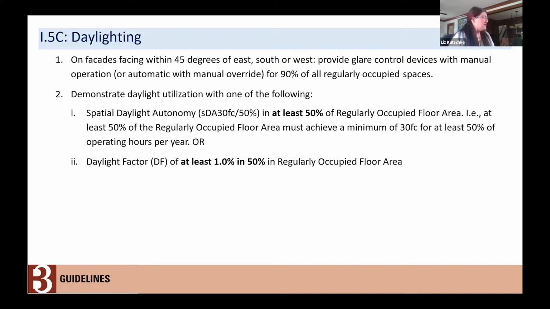So in the daylight utilization for our spaces, we are tweaking the definition of our spatial daylight autonomy guideline and requirement, and then we are reducing the requirement for daylight factor. So for spatial daylight autonomy, which for our purposes, and for most green building standards, is defined as the amount of space that receives 30 foot candles of daylight for half of the occupied hours.